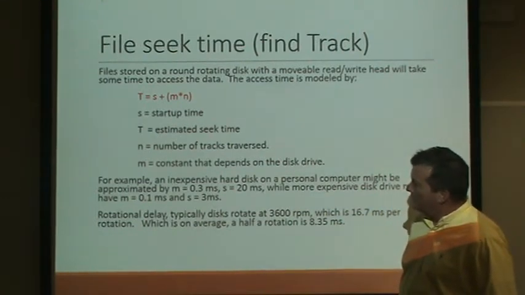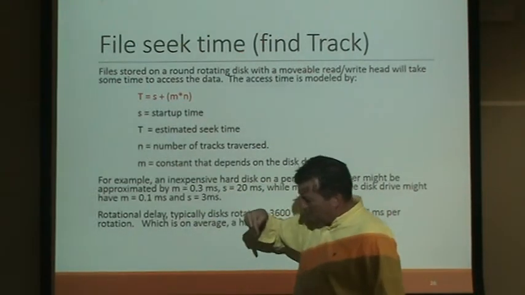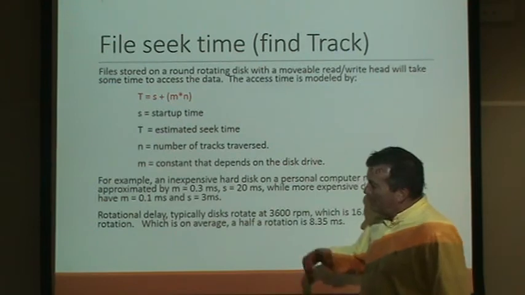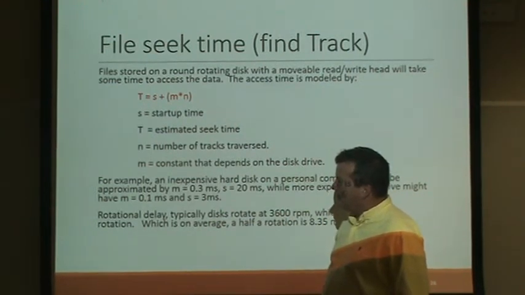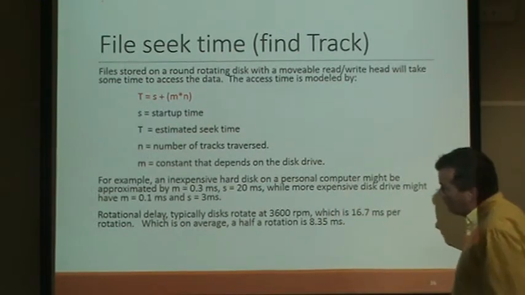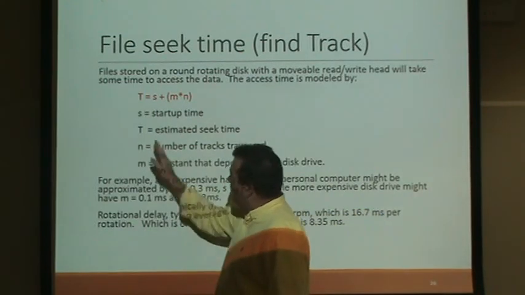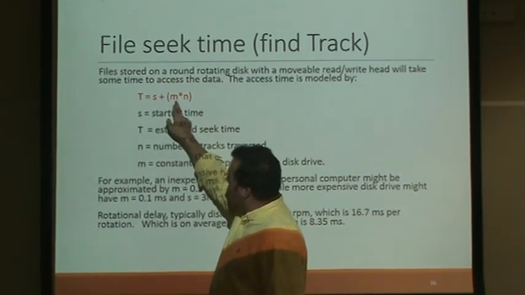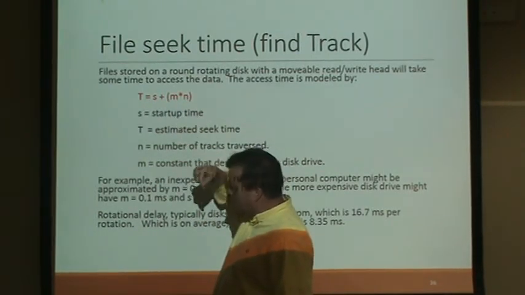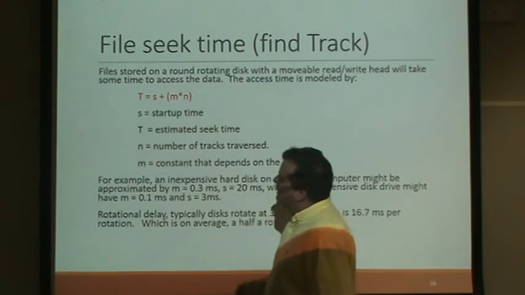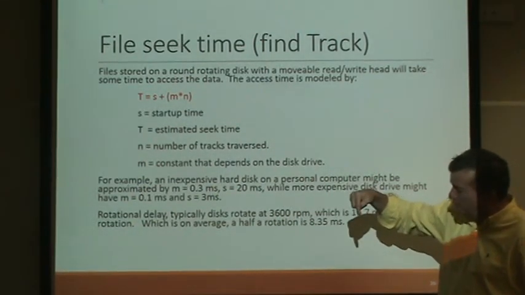And then when we start reading the file, we have to traverse n number of tracks. Based on the speed of the read-write head, some constant that's part of your disk drive, we would model the time to get the read-write head to the track you want to read as the startup time, plus some constant to do with the speed of your disk drive times the number of tracks it has to read over. So that's how much time it takes to get your read-write head to the track you want.